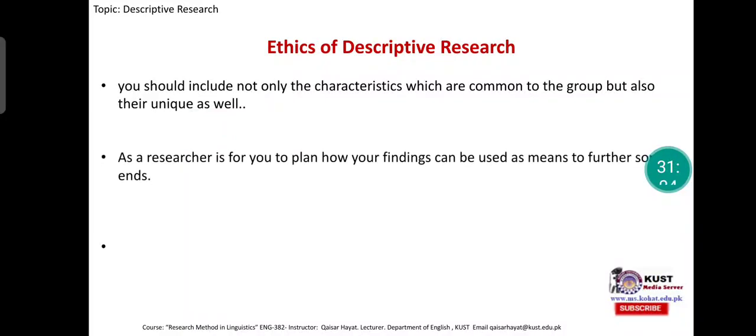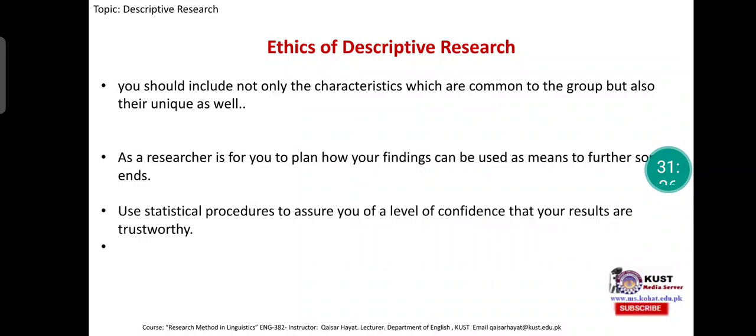As a researcher, it is for you to plan how your findings can be used as a means for further studies. Student, as a researcher, plan how your findings would be further processed. Use statistical procedures to assure you of a level of confidence that your results are trustworthy. Yes, exact data, exact information, exact figures, exact statistical procedure would give you a lot of trust that you are going in the right direction.